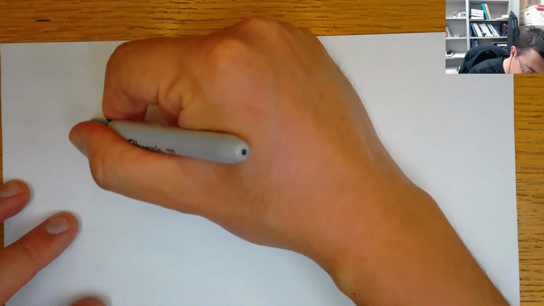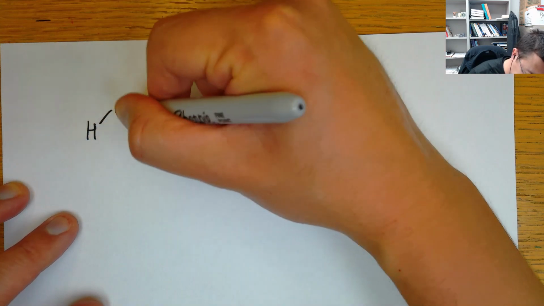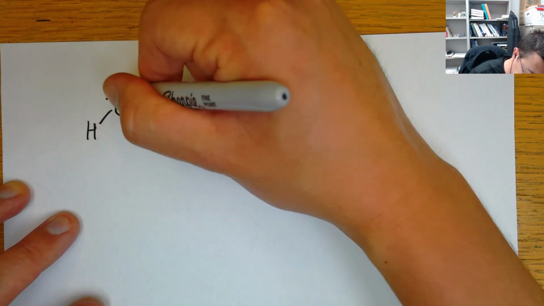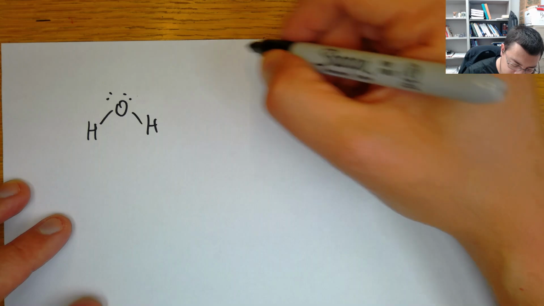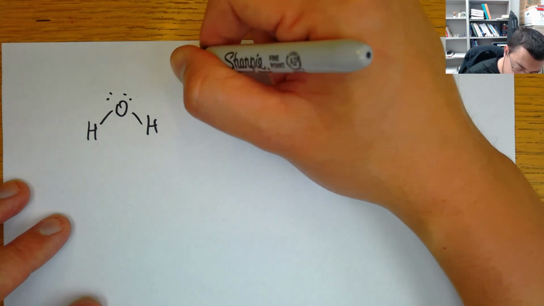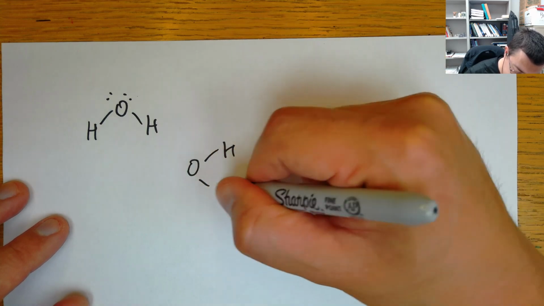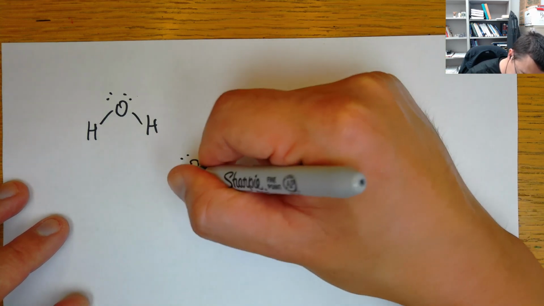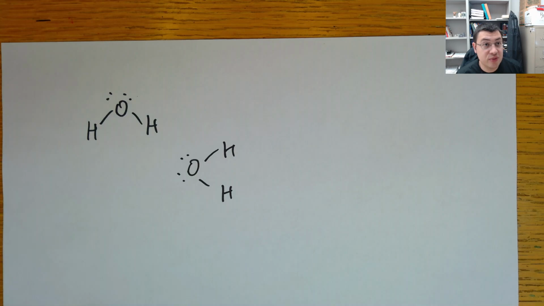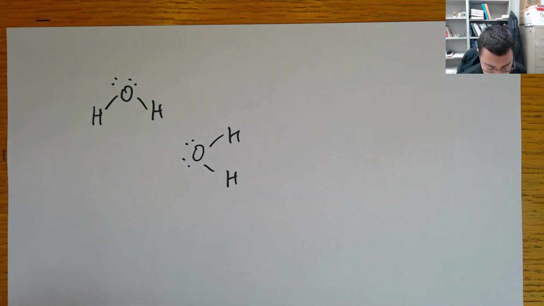So here we got water. It's got two lone pairs. And let's draw another water molecule right here. All right, so we got two water molecules. All right, this reaction is not common.